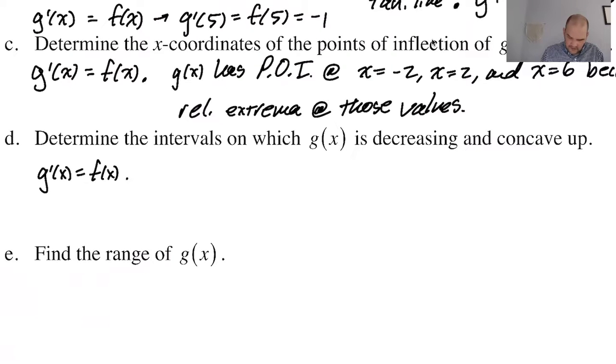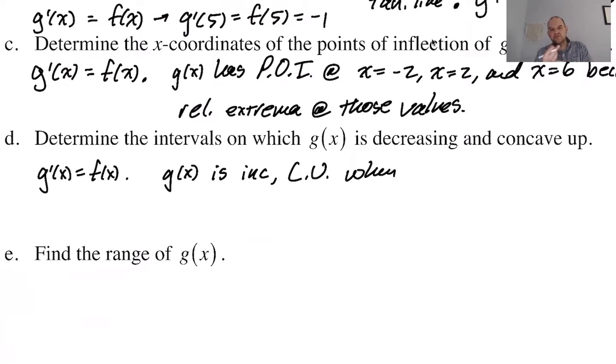So g of x is increasing concave up. Okay, so when does that happen? Well, increasing is when the first derivative is positive. Concave up is when the second derivative is positive. But I want to base everything on the graph of f of x because that's what I have. So instead of saying that the second derivative is positive, I will say that the first derivative is increasing.